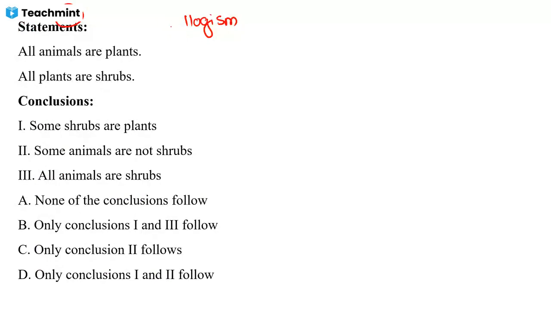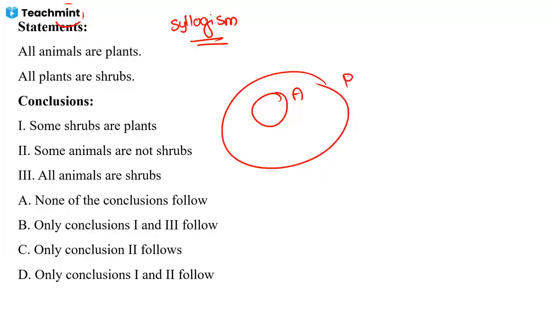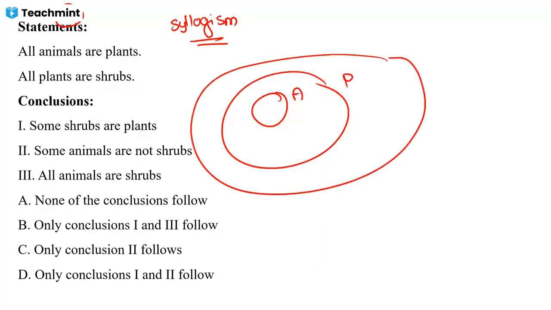Syllogism: as per the given data, you are given statements and you have to draw the diagram satisfying those statements. If you say a conclusion is true, that conclusion should satisfy all diagrams, not just one diagram. Take the statements: all animals are plants, all plants are shrubs. This is one diagram.